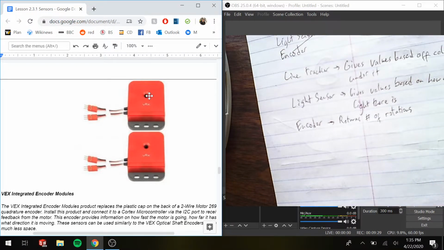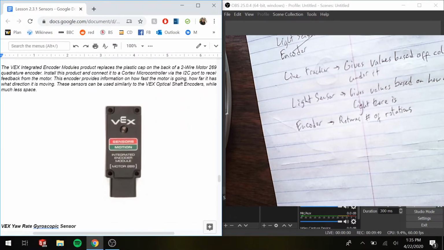On our Clawbots, you would put this on your drivetrain, and if you wanted to automate how far your robot moves, you would put an encoder on the drivetrain, and the encoder would return values based on how many times the wheels have rotated, and then you would do math to figure out how far your robot has moved. And this is just another type of encoder.